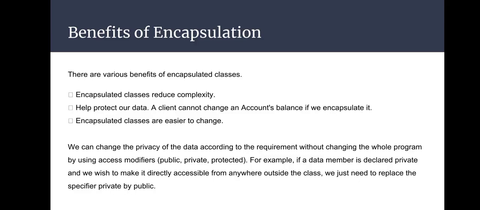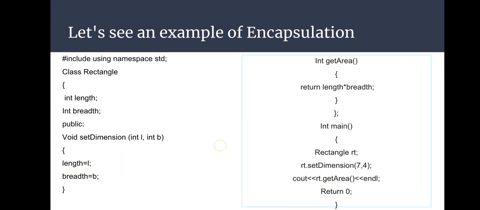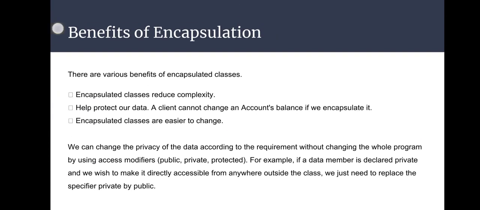Encapsulated classes are easier to change. We can change the privacy of data according to the requirement without changing the whole program by using access modifiers like public, private, and protected. For example, if a data member is declared private and we wish to make it directly accessible from anywhere outside the class, we just need to replace the specifier private by public.